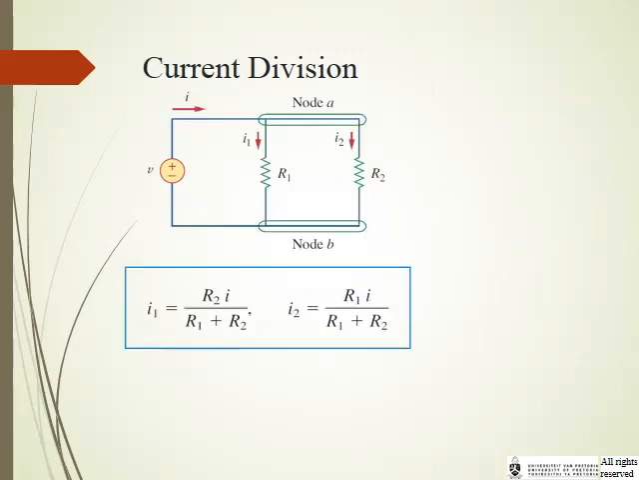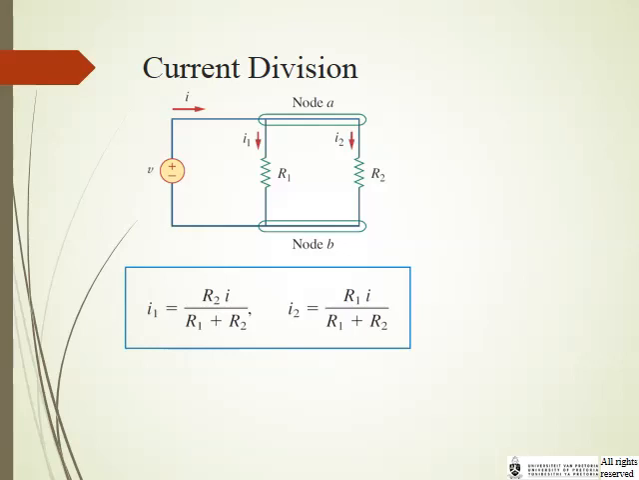So we've looked at voltage division. Now let's look at current division. As we said, voltage division works for resistors in series. Current division works for resistors in parallel, and very important, it only works well for two resistors in parallel at a time. So here we've got two resistors.